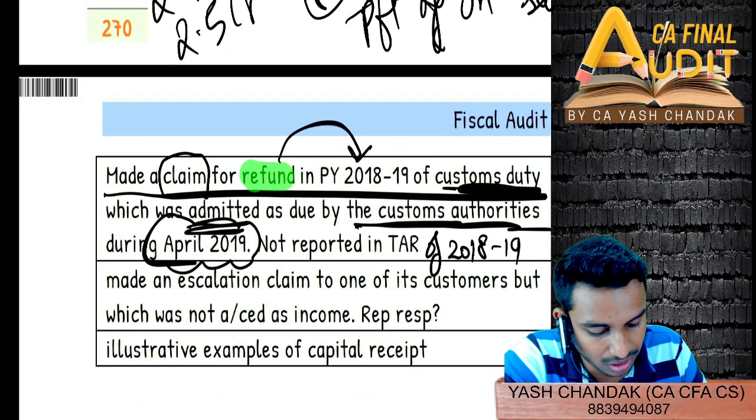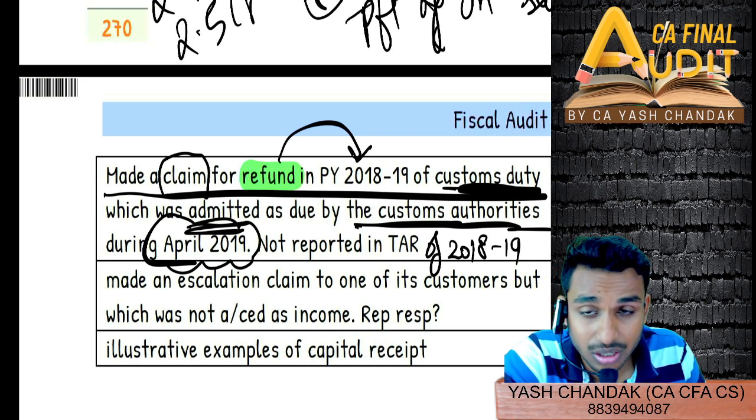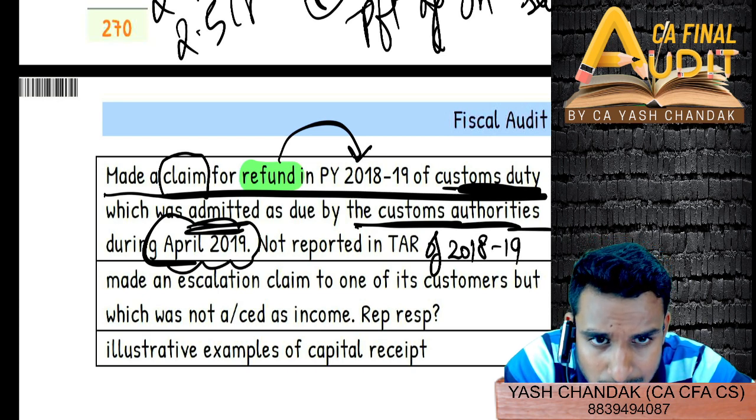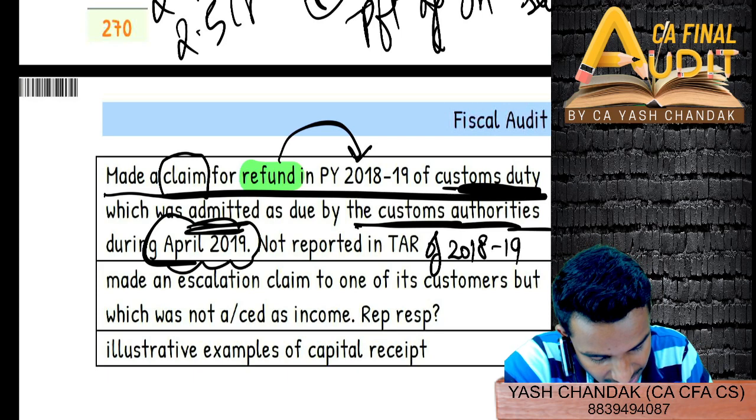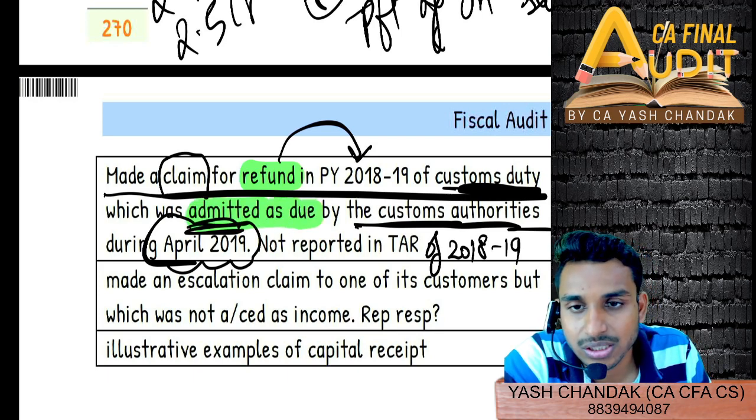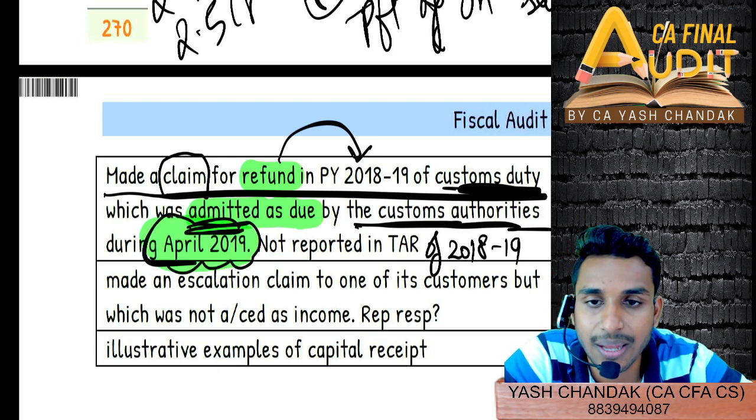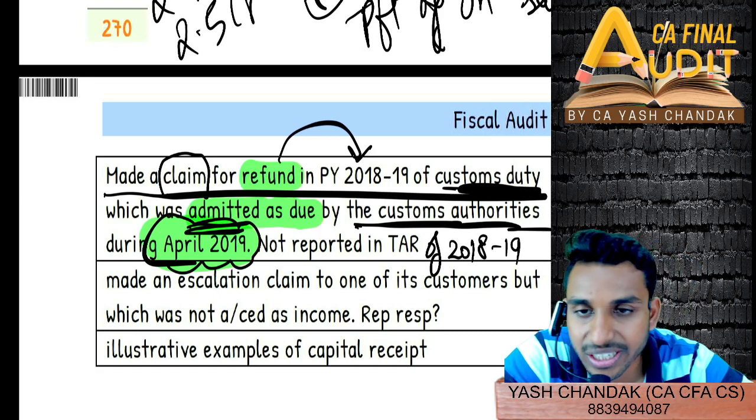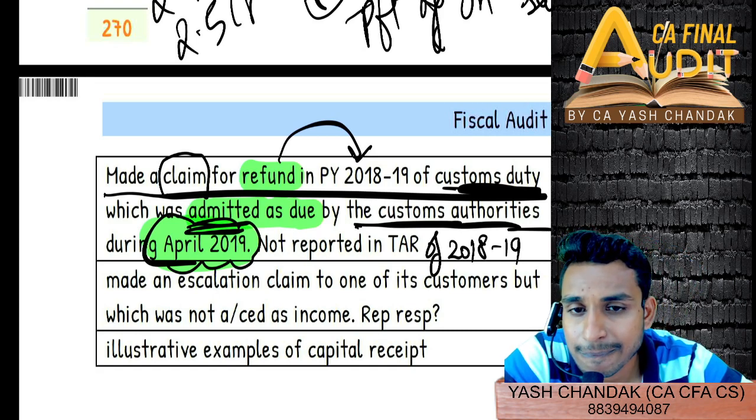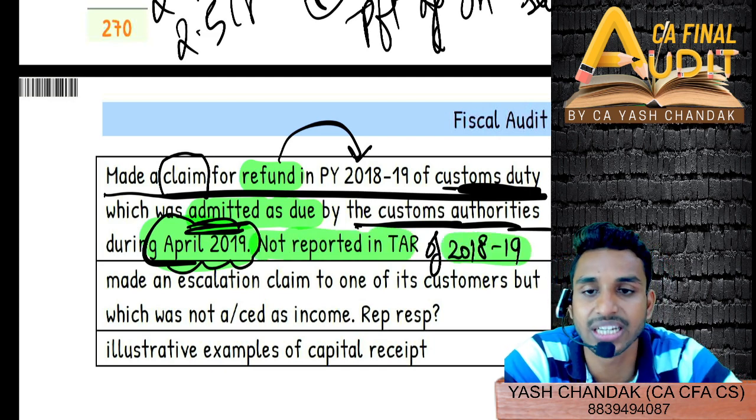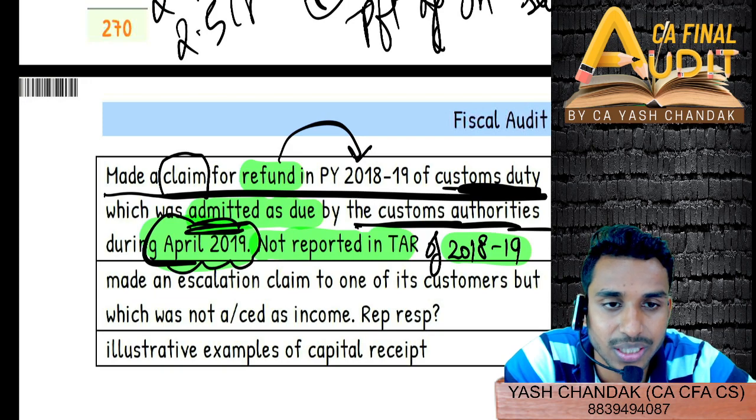when have they admitted this refund? We will have the intimation order. Basically when there will be an intimation order for this year. Yeah, so when have they admitted? They have admitted it as due in April 2019. Yes. So when do you think we should include this in our tax audit report? In 2018-19 or 2019-20? 2019-20, right? So that is what they are saying, not reported in tax audit report of 2018-19. Have they done the correct adjustment?